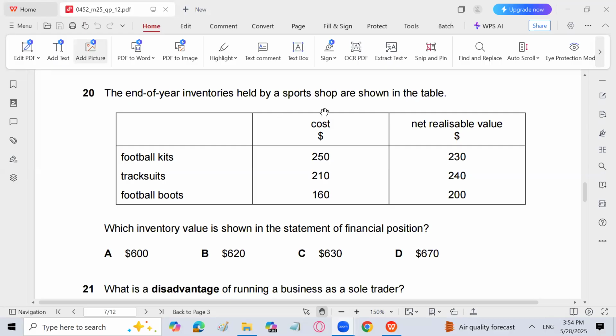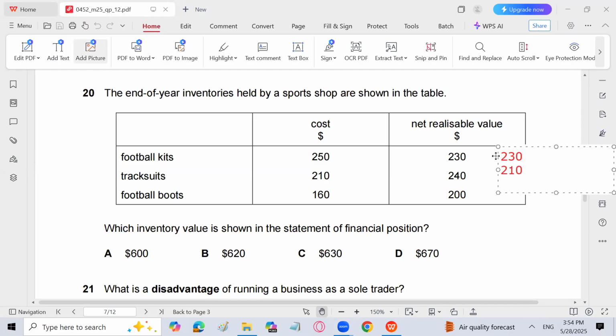End of year inventories held by a sports shop are shown in the table: football kits, tracksuit, football, with cost and NRV. What inventory is shown in the statement of financial position? Inventory is valued at cost or NRV, whichever is less. So 250, 230, I will go with 230. 210, 240, I will go with 210.